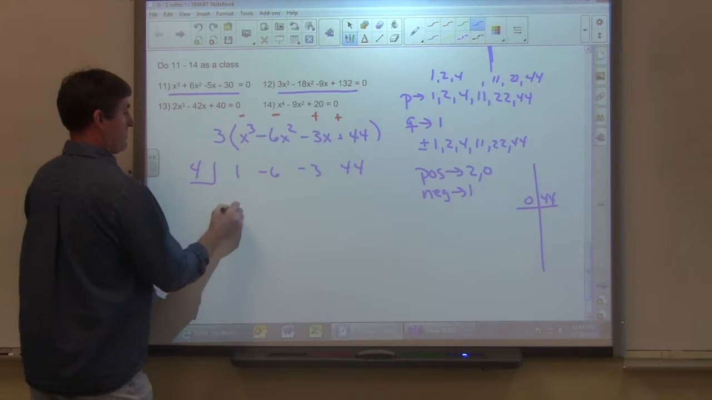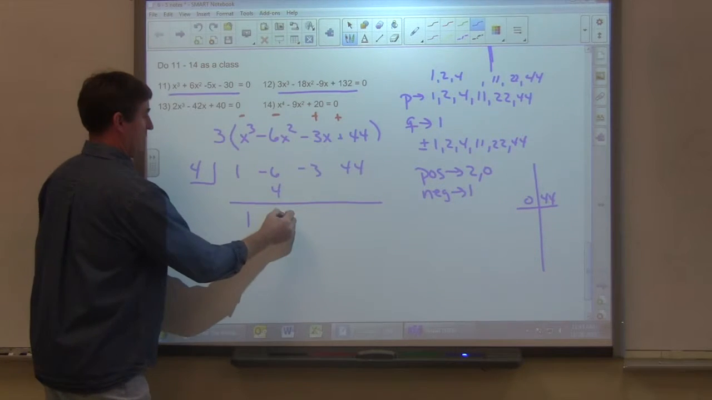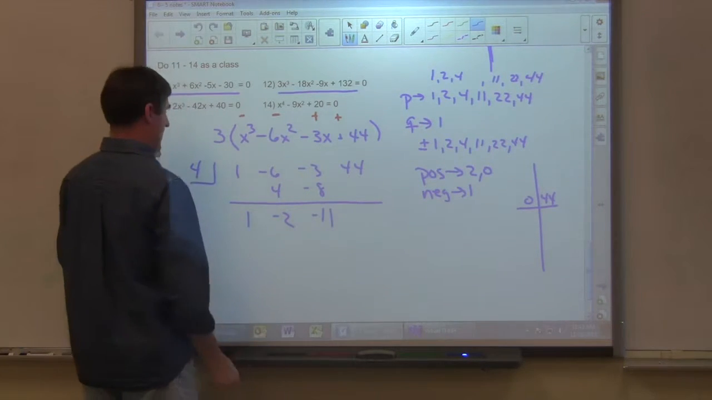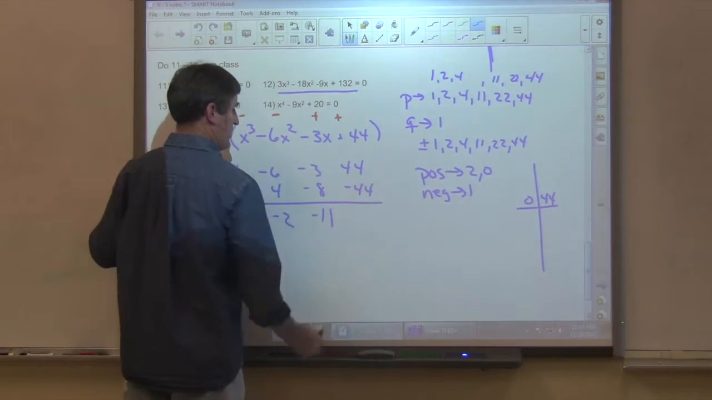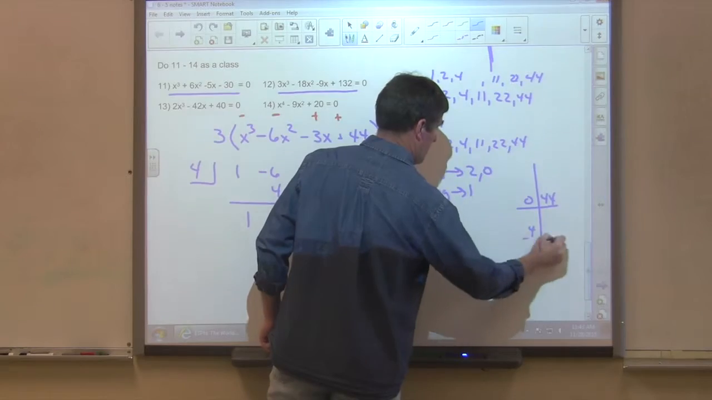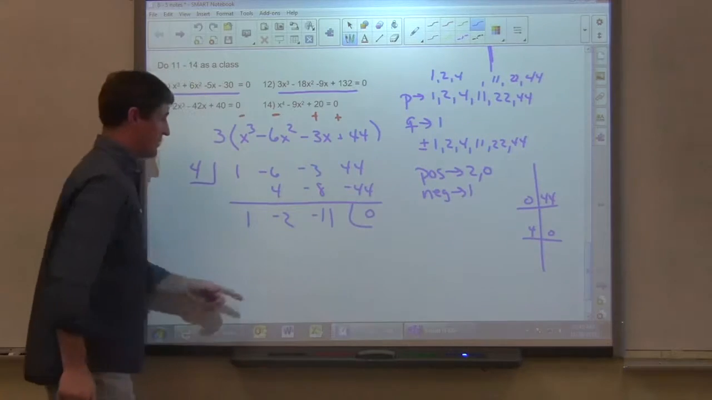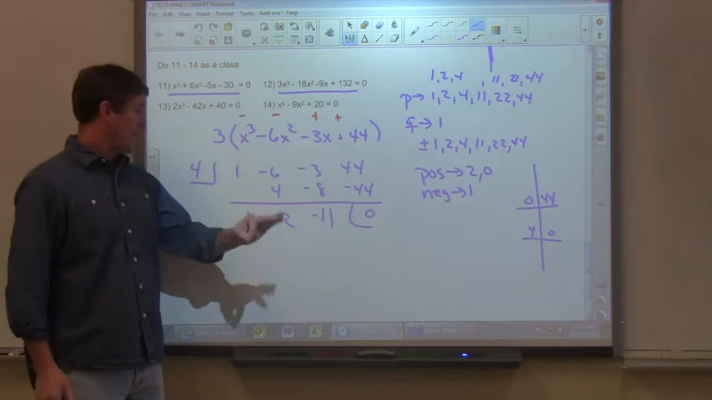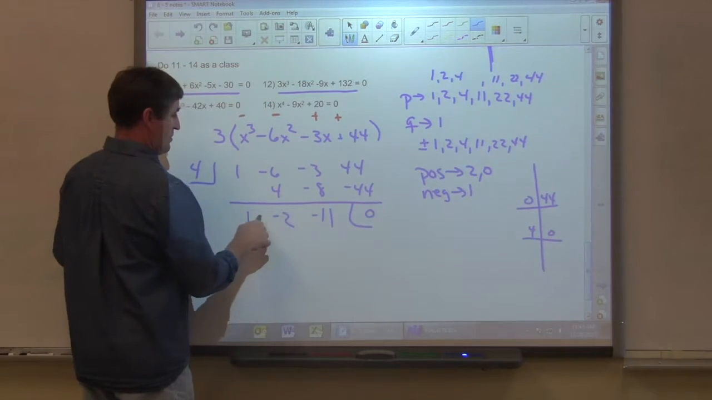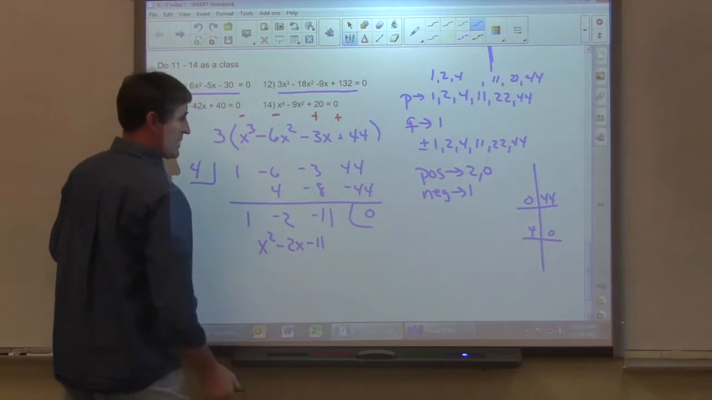So let's try 4. We bring down the 1. 4 times 1 is 4. Negative 2. 4 times negative 2 is negative 8. Negative 11. Negative 44. So we have one solution. We know at 4, we are at 0. Now, here's the thing. How many numbers do I have left? 3. So I can write this as a quadratic. Constant, this is my remainder, constant, first power, second power. So this is x squared minus 2x minus 11.